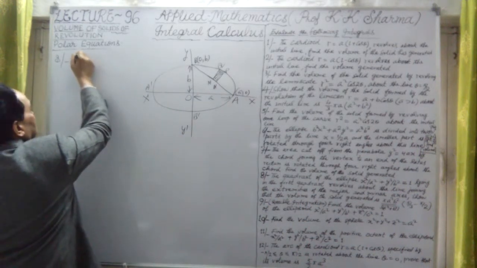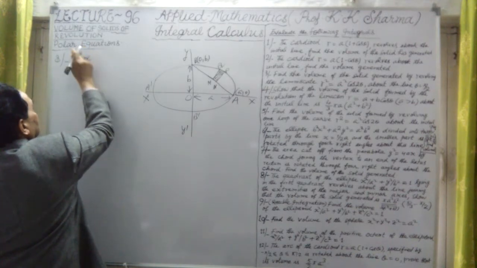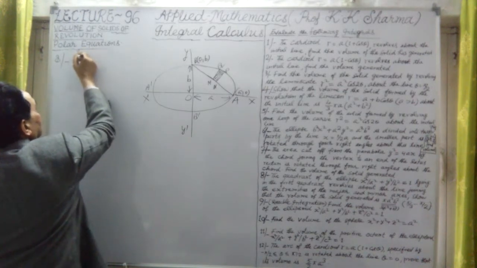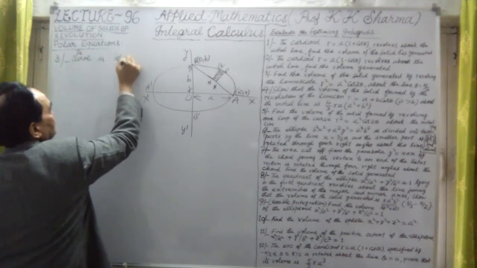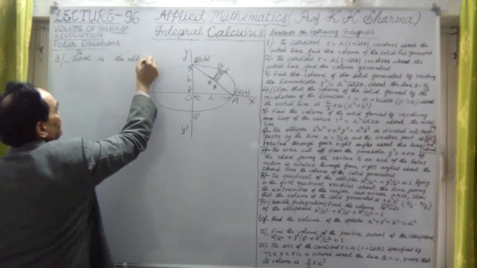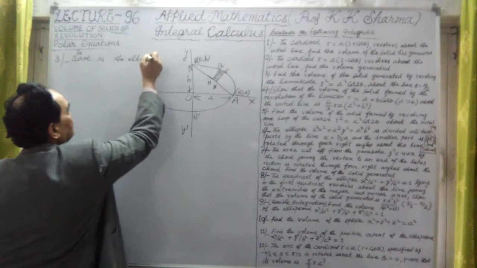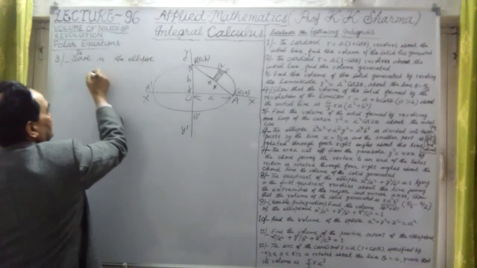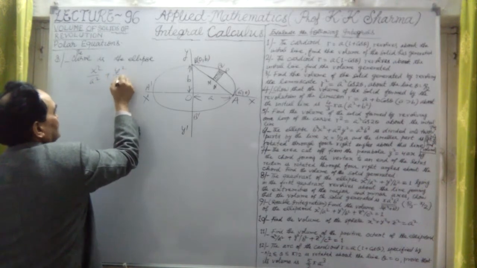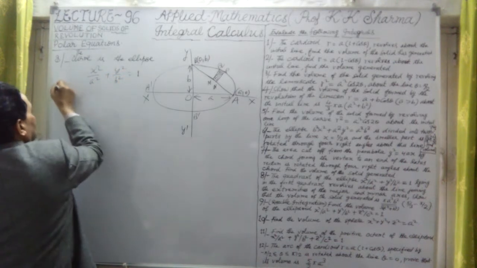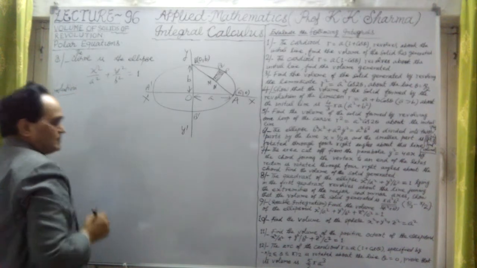But the curve here, is it an ellipsoid or an ellipse? Okay, the quadrant of the ellipse here. What is the ellipse? x square upon a square plus y square upon b square is equal to 1, and I am finding the solution here. So what is the point here?